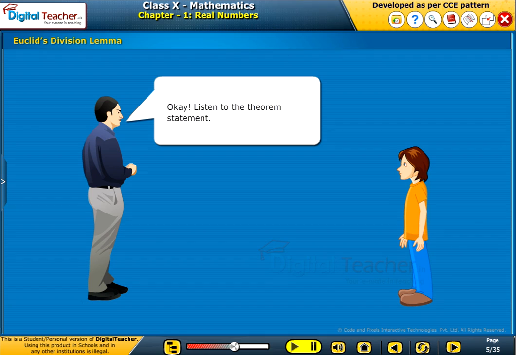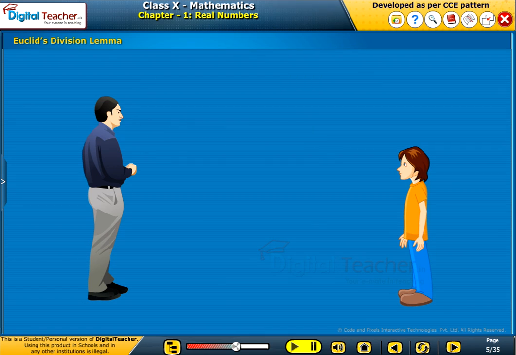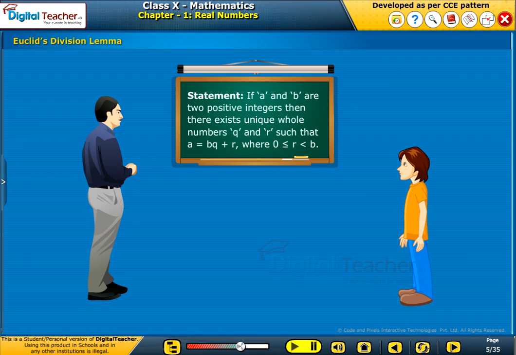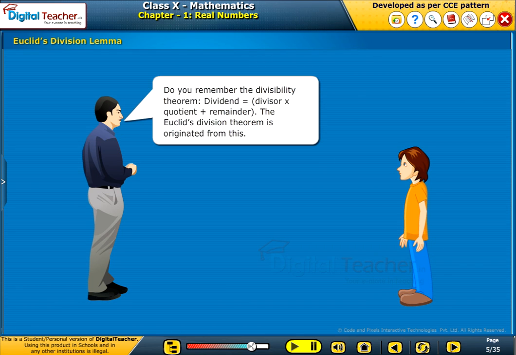Okay, listen to the theorem statement. Now, let us know the theorem on Euclid's division lemma. Statement: if a and b are two positive integers, then there exist unique whole numbers q and r such that a is equal to bq plus r, where 0 is less than or equal to r is less than b. Do you remember the divisibility theorem? Dividend is equal to divisor into quotient plus remainder. Euclid's division theorem originated from this.